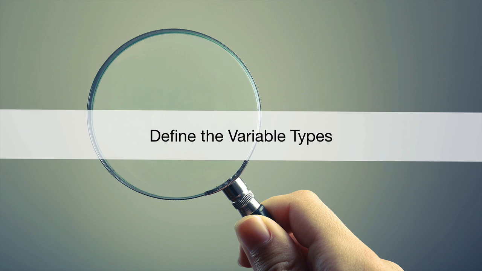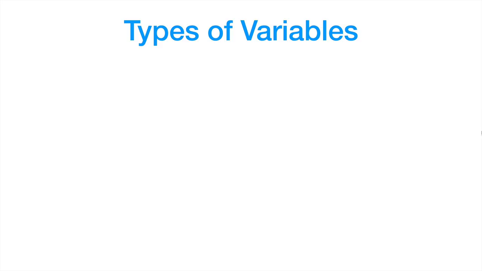So in the last lecture, you got introduced to this idea of formulating your research question in terms of an independent variable and a dependent variable. Now in this lecture, we're going to make this a little bit more specific by defining exactly the variable types in your research question. Okay, so what types of variables do we have? And let's start with the question, what is a variable anyway?